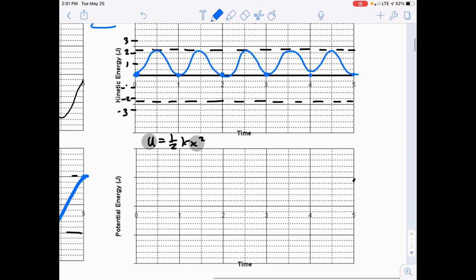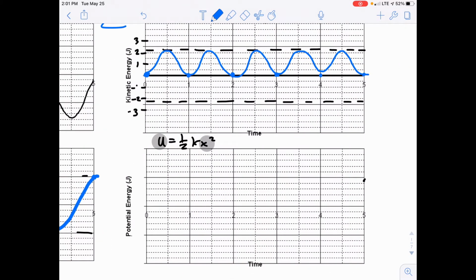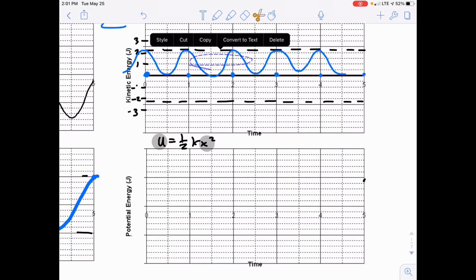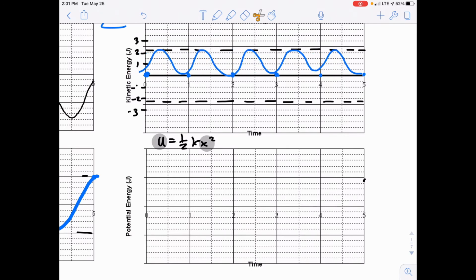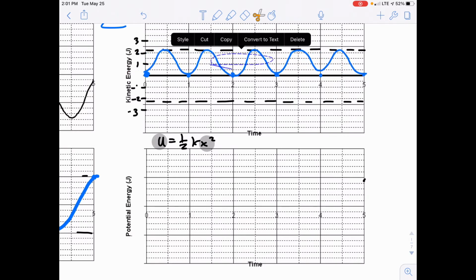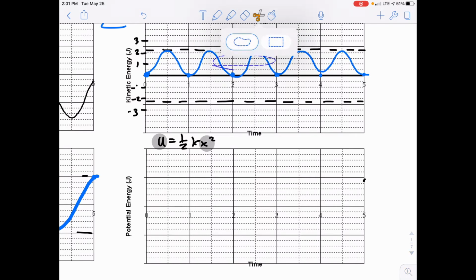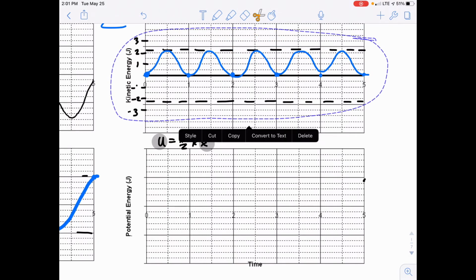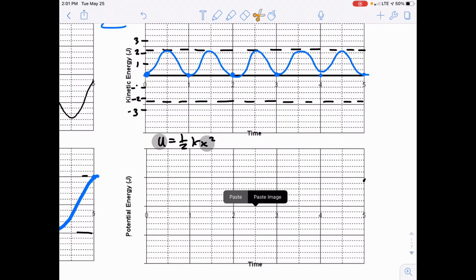Now your potential energy graph will be exactly the same thing. It will just be shifted over like this, where it starts like a cosine graph. It starts at the top. It'll have the same exact maximum values, same scale, everything is the same. The difference is where the maximum and minimum values are.